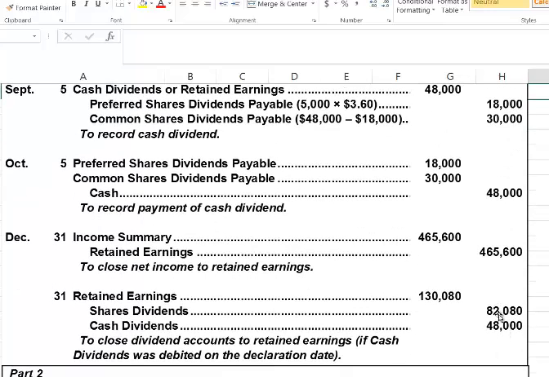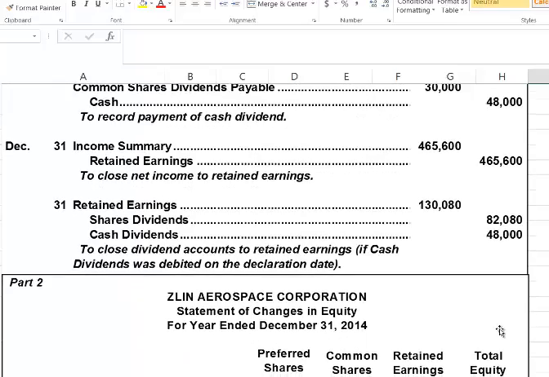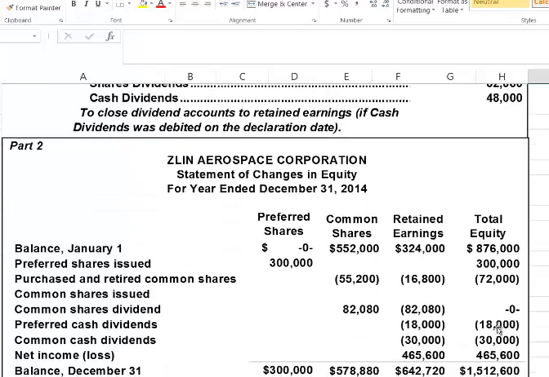So we're going to close both of those, share dividend and cash dividend declared accounts, by crediting them because they were debited before when we declared the dividend, and we're going to debit or reduce retained earnings by the total of that. So now, to do the statement of changes in equity, we're going to start with what?